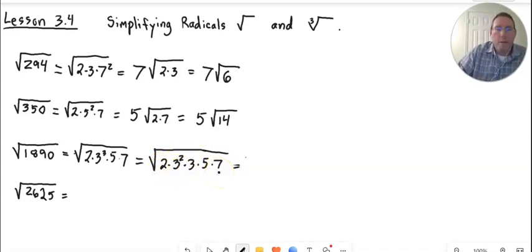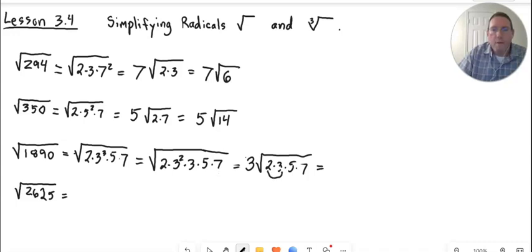So we're going to take this 3 out, then we're going to have the square root of 2 times 3 times 5 times 7. Now, 2 times 3 is 6, 6 times 5 is 30, and 30 times 7 is 210. So we're going to have 3 square root of 210.